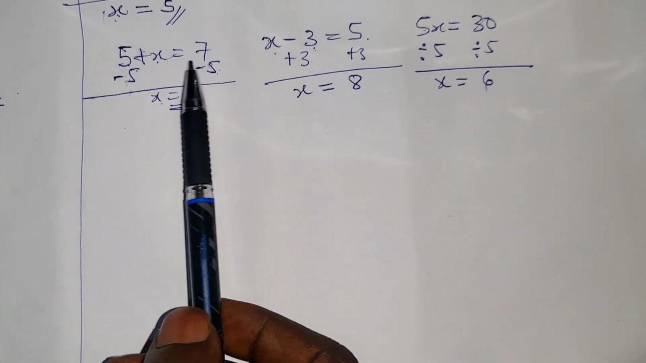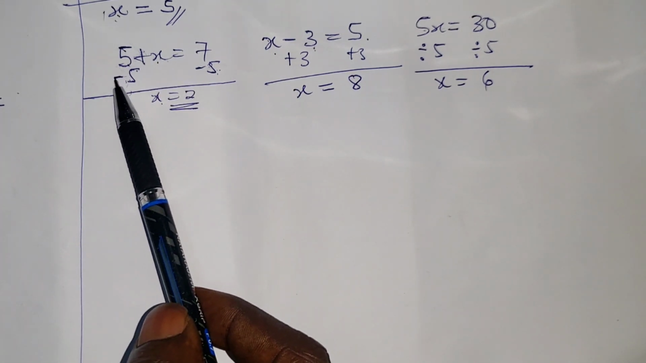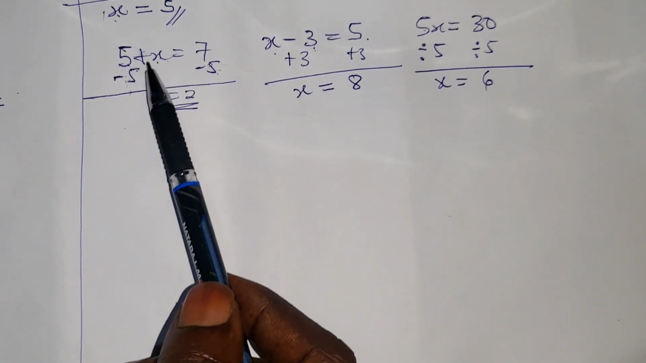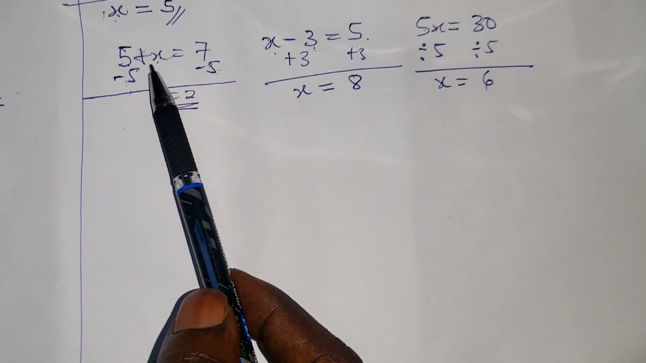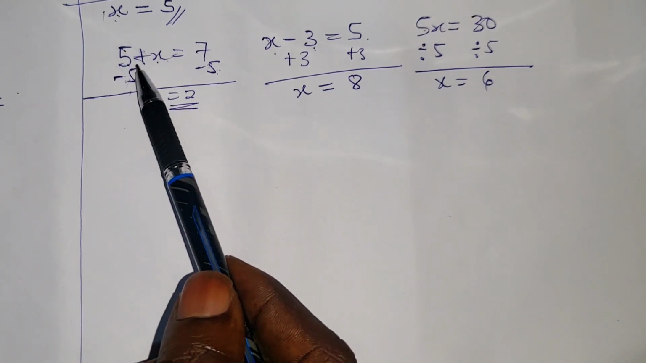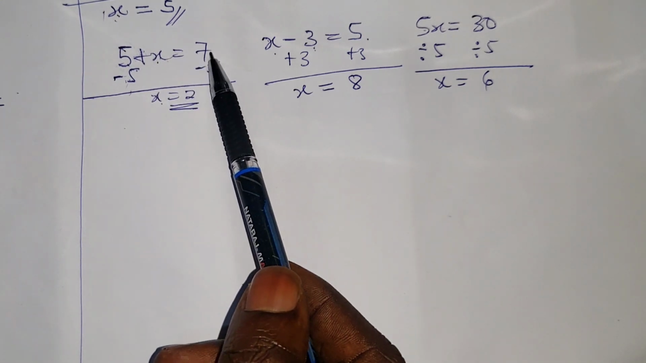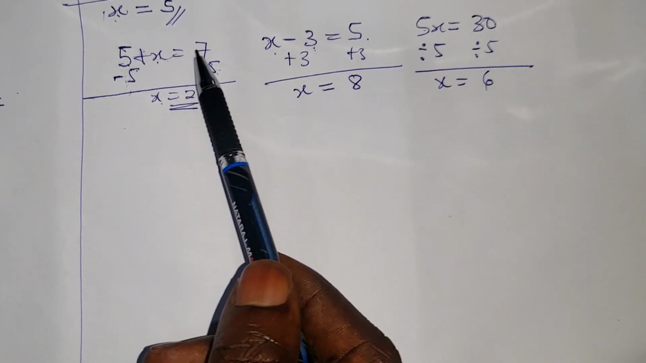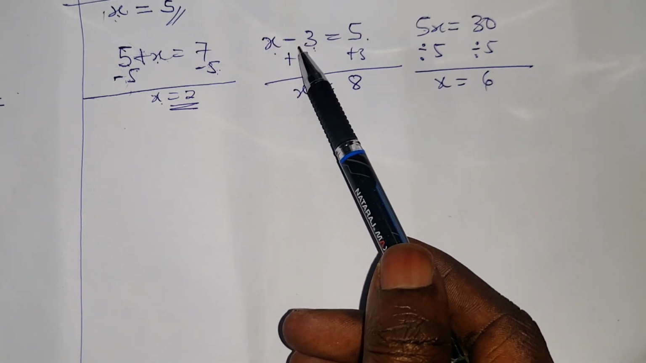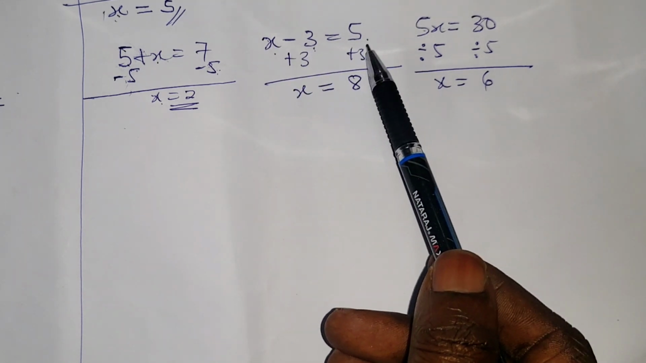So in grouping like terms, what we do is that we have to get all the numbers to one side of the equation and then the letters at the other side. We said that the letters are called variables. In this case, we are adding 5 to something to get 7. Here we are taking 3 from something to get 5. So what is that number?